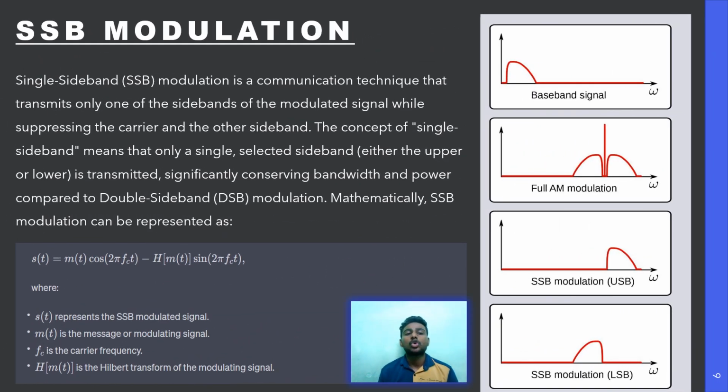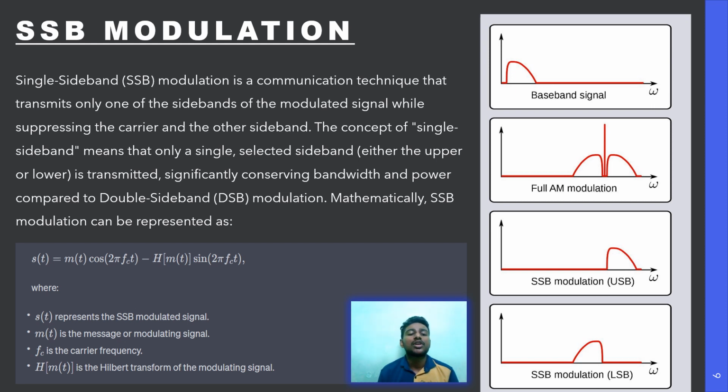Now let us also look at SSB modulation. Single sideband modulation is a communication technique that transmits only one of the sidebands of the modulated signal while suppressing the carrier and the other sideband. The concept of single sideband means that only a single selected sideband, either the upper or lower, is transmitted, significantly conserving the bandwidth and power compared to double sideband modulation.